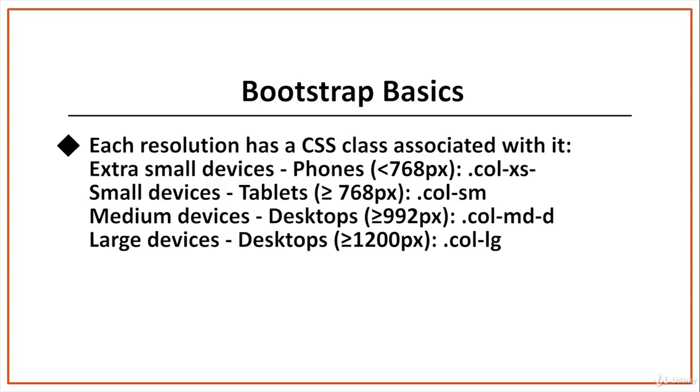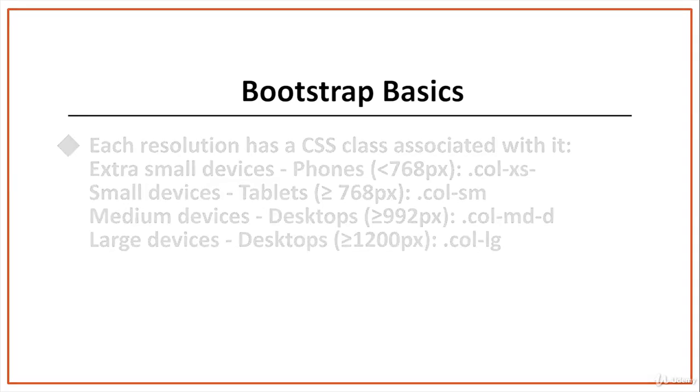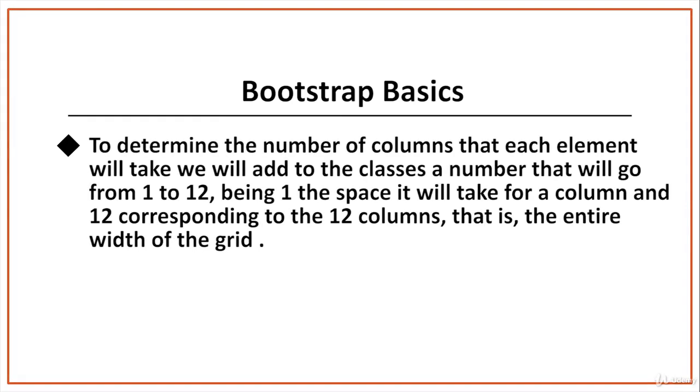For small devices such as tablets, which have at least 768 pixels, it's .col-sm-. For medium devices such as desktops, which have at least 992 pixels, it's .col-md-. And for large devices such as desktops, which have at least 1200 pixels, it's .col-lg-. To determine the number of columns each element will take, we add to the classes a number from 1 to 12, being 1 the space of one column and 12 corresponding to all 12 columns, that is, the entire width of the grid.